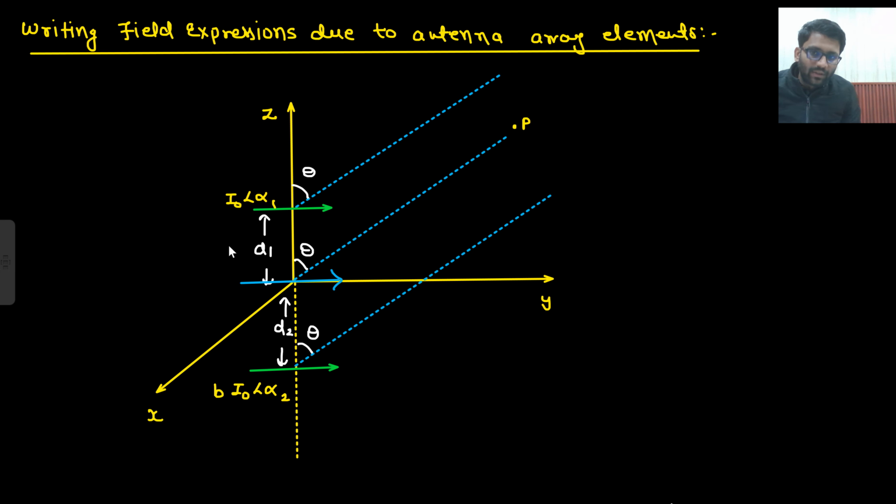And what I will do? I naught is common. So this is having current I naught. This is having phase alpha 1. This is having phase alpha 2. So here I will assume phase to be 0. Then I can say that this is alpha 1 ahead and this is alpha 2 ahead, right? This is having a phase of 0, this is having alpha 1 phase and this is having alpha 2 phase. Say yes or no. So this is an imaginary antenna I am gonna assume here.